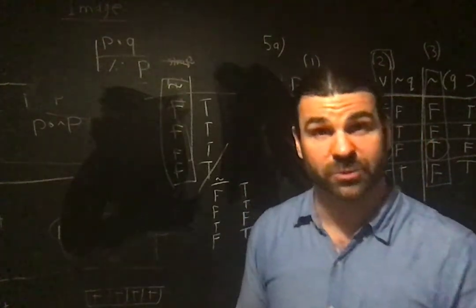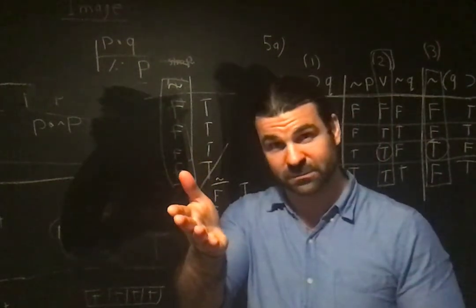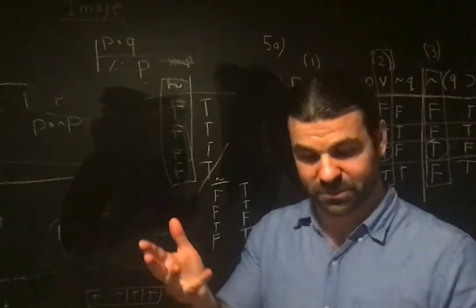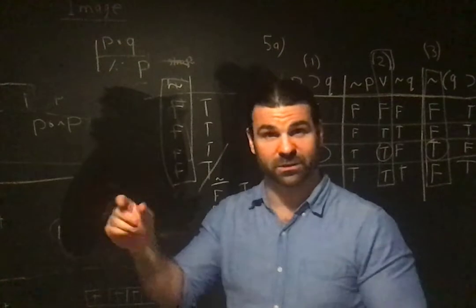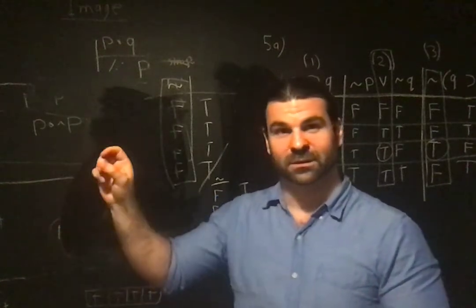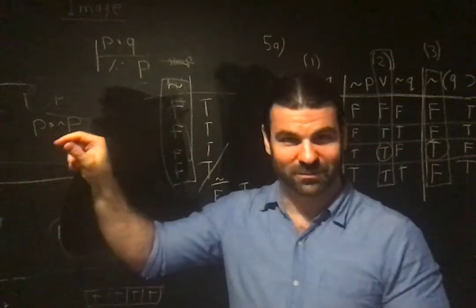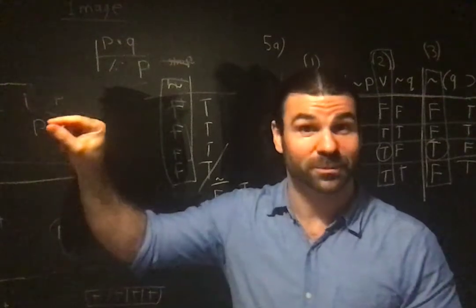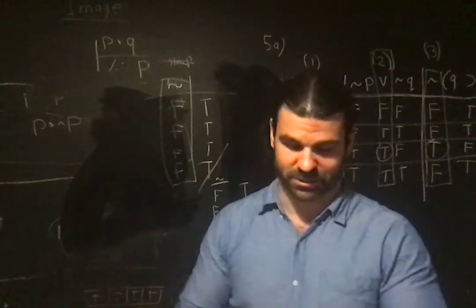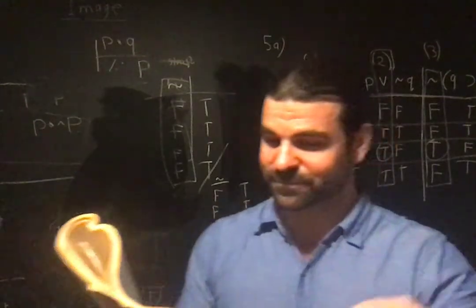What is the negation of a contradiction? You answer. That's right, it's a tautology. Negation of a contradiction: false, false, false, false, false. However many, all false, you negate them, goes to all true, to tautology. Now these ones are fun.